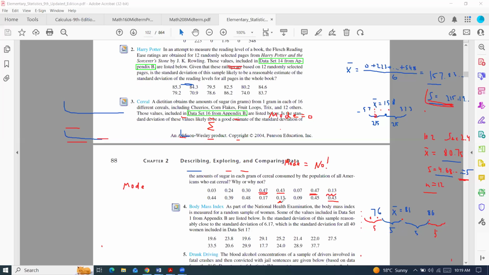So these 3 elements, 0.13, and also 0.43 and 0.47, they all appear the same number of times. So which one is a mode? They all 3 are. Nothing else appears twice. Just these 3 elements appear 2 times. So I have 3 modes in the sample, a trimodal sample.